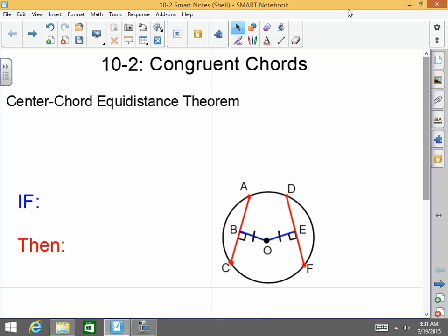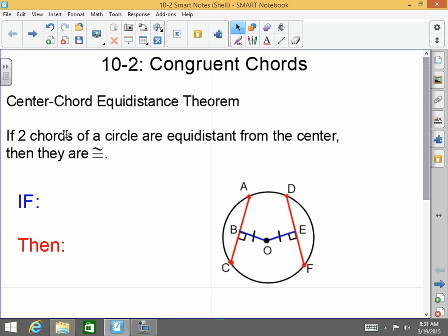Today we're going to continue with our circles. We learned a good theorem yesterday. Let's just go over it real quickly. When a radius is perpendicular to a chord, it bisects that chord. Vice versa, if a radius bisects a chord, then it is perpendicular to it. So basically, the radii is perpendicular bisector to chords, and that's very powerful. We're going to continue with chord and radius relationships, and today we're going to talk about the center-chord equidistant theorem.